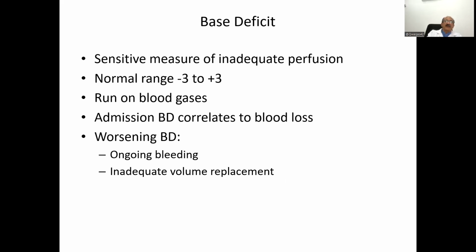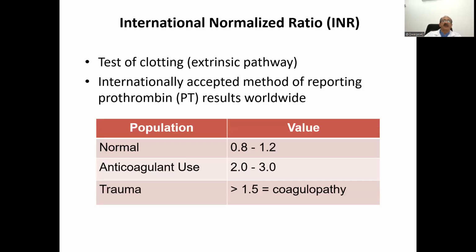Base deficit. This is a very sensitive measure of inadequate perfusion. Normal range is -3 to +3. We can take it from the blood gas at admission. One should know the baseline base deficit at the time of admission, and then go on in a series for the base deficit. Ongoing bleeding and inadequate volume replacement is very important.